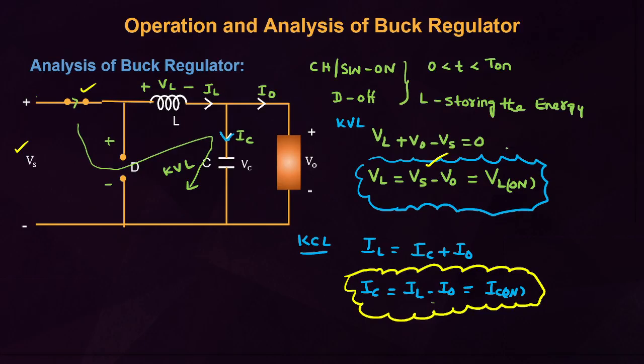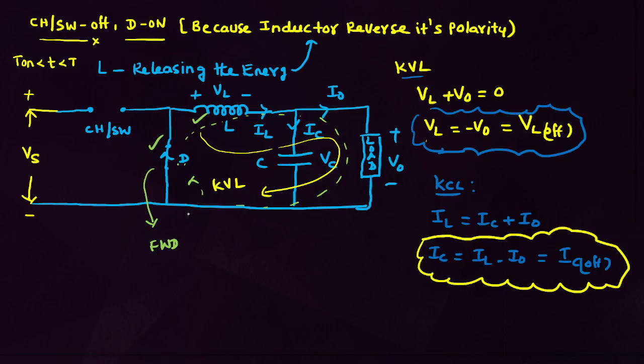This is the voltage across the inductor during chopper on, and this is the current through the capacitor during chopper on. I just applied the KVL only. That you have to concentrate. Next, chopper off. If the chopper is in off state, what is the voltage across the inductor? Voltage across the inductor equals minus V0. What is the current through the capacitor? IL minus I0. These observations are important.